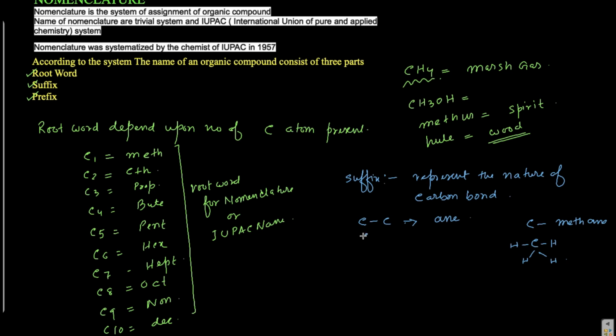According to that, if there is a double bond, the suffix becomes ene. C double bond C, then H and H, C2H4. You have to satisfy the valency of carbon, which is 4. C2H4 is ethene. Now if the carbon bond is a triple bond, it becomes yne. C triple bond C, then one hydrogen on each carbon. It is ethyne, 2 carbons and 2 hydrogens, C2H2. It becomes ethyne as one triple bond is present.